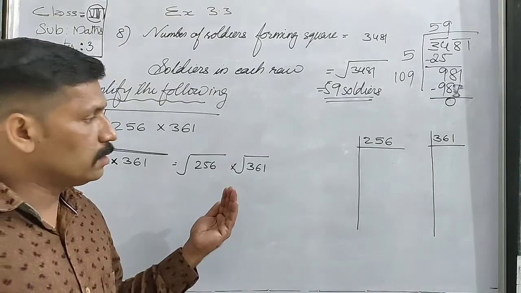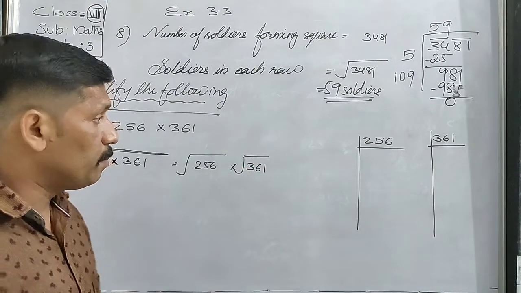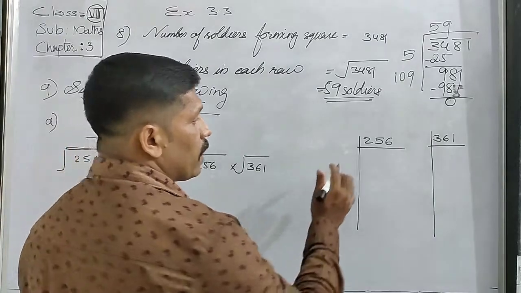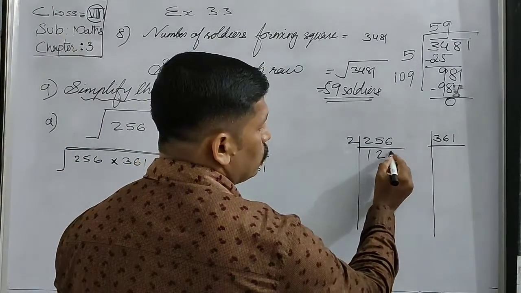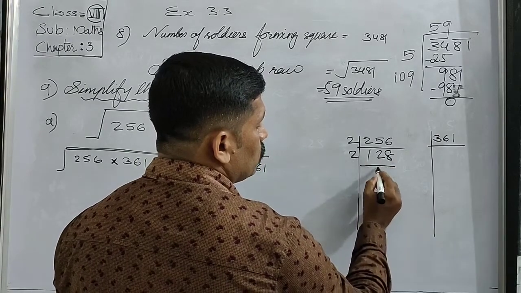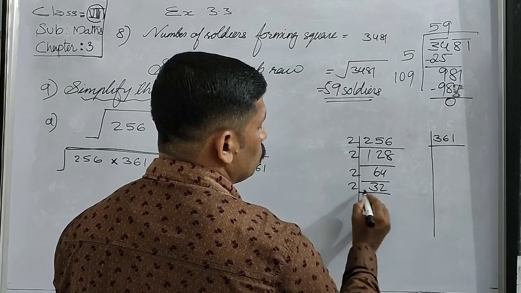But the property, no need to remember. Here we separately find the root of this number 256. I am going to use the prime factorization method. By 2 I cut this. 2 1s are 2, 2 2s are 4, and 2 4s are 8. Again by 2, 64. Again by 2, 32. Again by 2, 16.